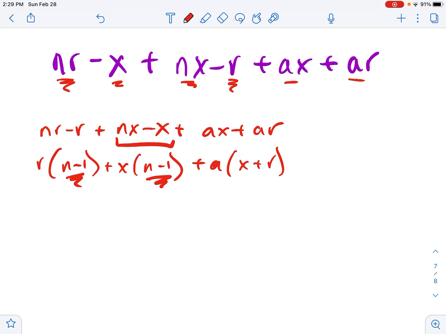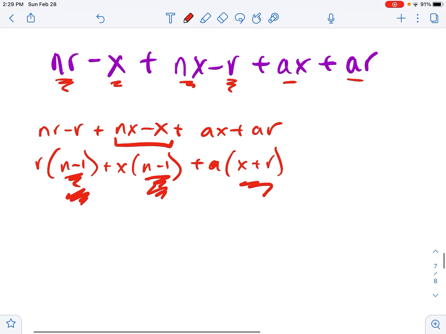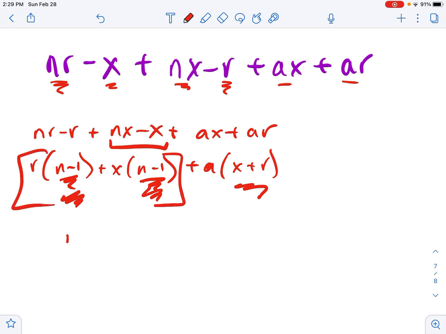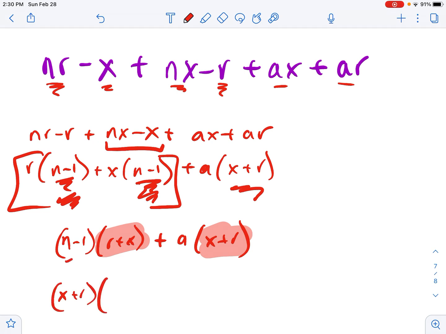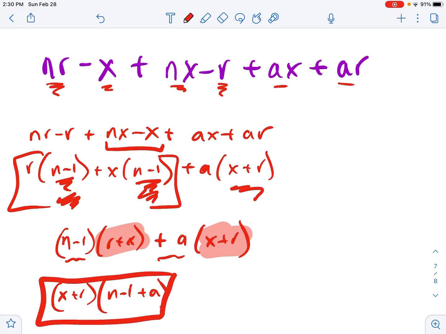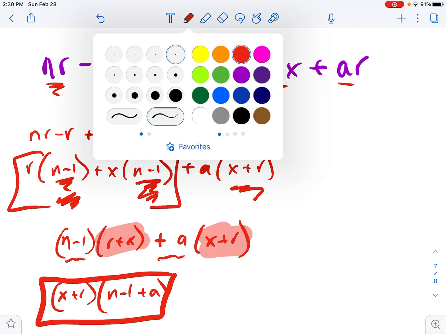Okay, so guys, here's the thing. All of these have to be the same because I'm factoring. And so I can't group these together and get an n minus 1 times an r plus x, plus an a times an x plus r. Or wait, hold on a second. Now, actually, I see that these are actually the same thing. So now I'm going to pull the x plus r out front, and what do I get? My n minus 1 plus my a. That is my factorization.